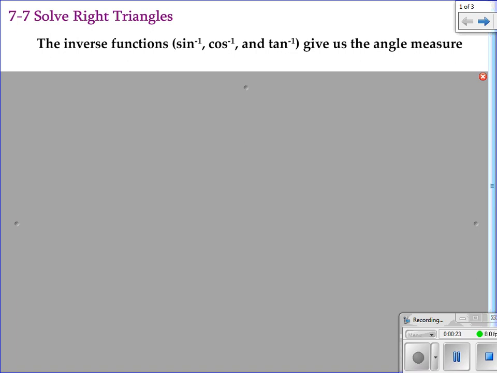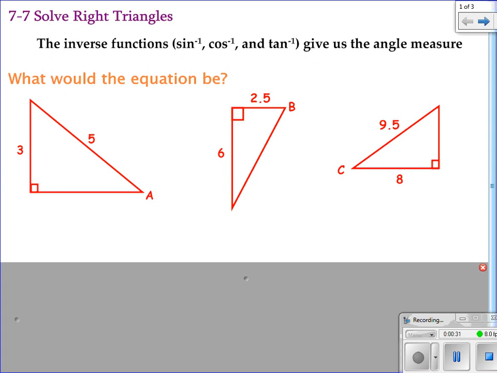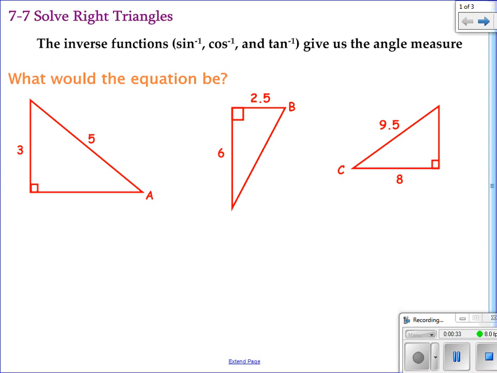What they do is they give us the angle measure. So on the problems that we're working with today, we might not always have the angle measure that we're used to seeing. We're just going to set these up and then we'll go through and actually solve some problems. Okay, so if we're looking for the angle with the letter on it, we have to decide, just like on the previous section, if it's sine, cosine, or tangent.